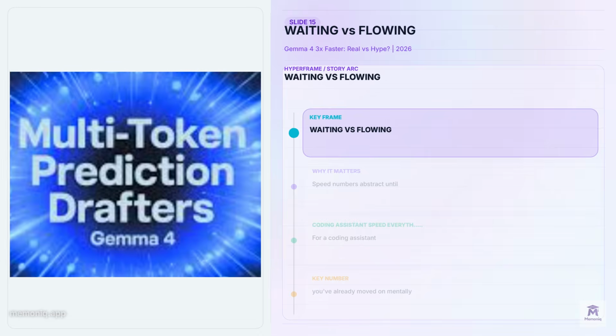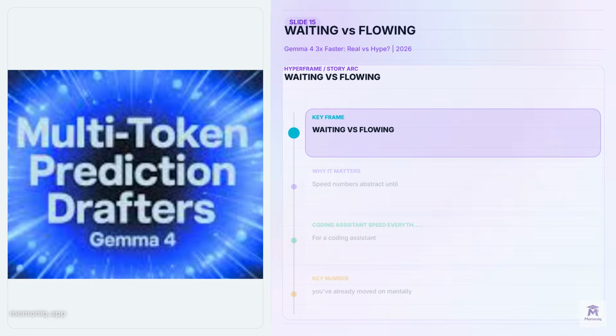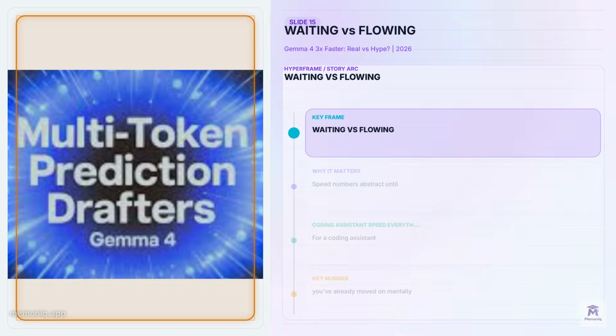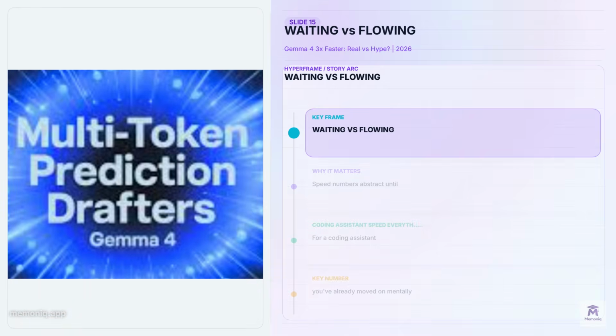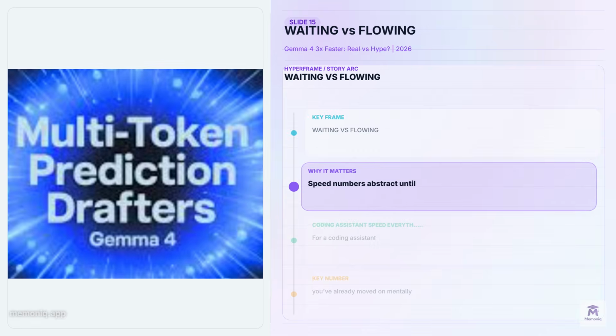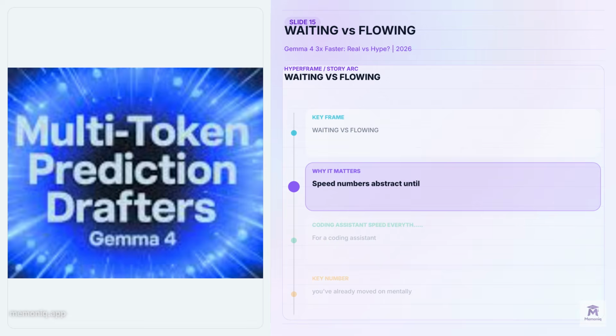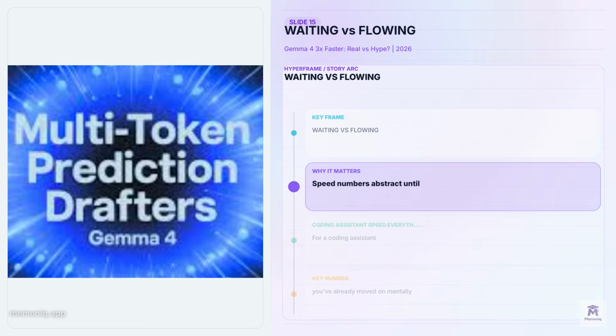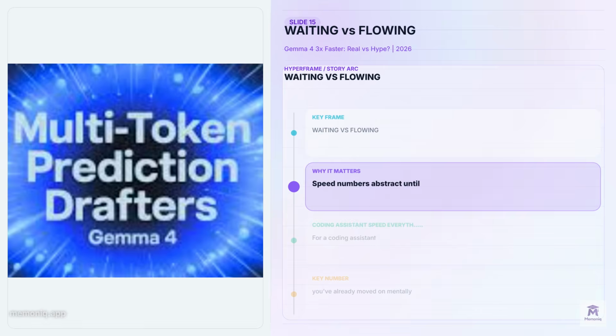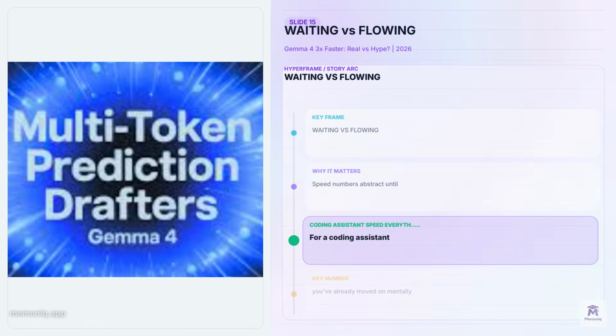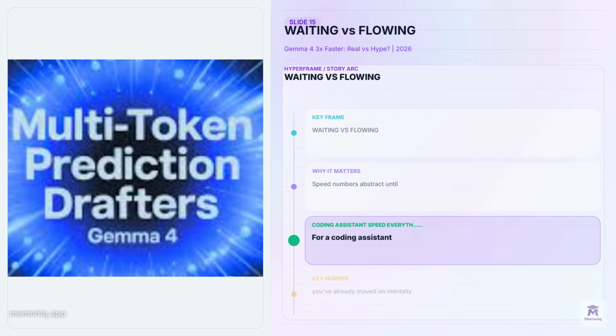Speed numbers are abstract until you map them onto actual workflows. So let's talk about what this means for the two biggest local use cases, coding assistants and chatbots. For a coding assistant, speed is everything. When you're writing code, you're in a flow state. You type, the model suggests, you accept or reject, you keep going.